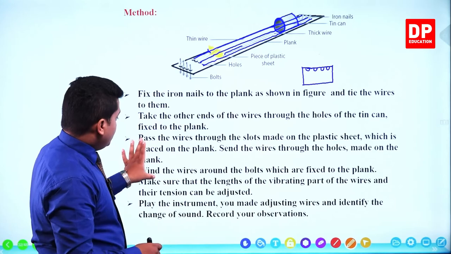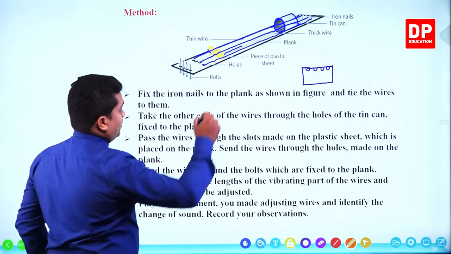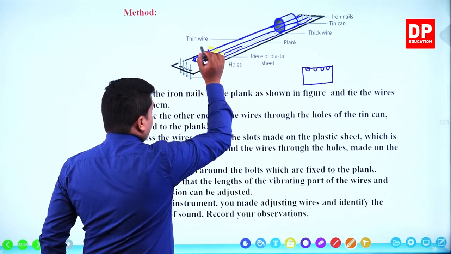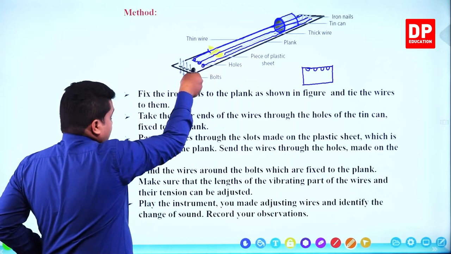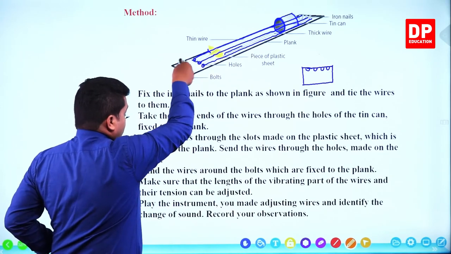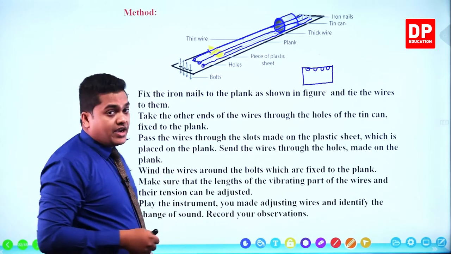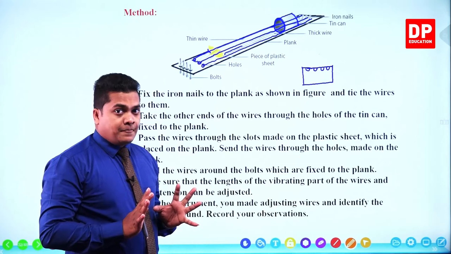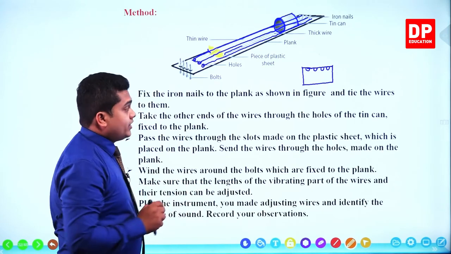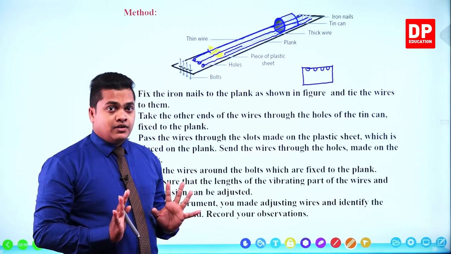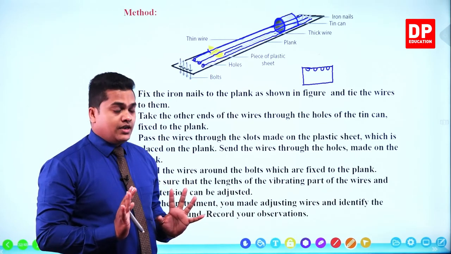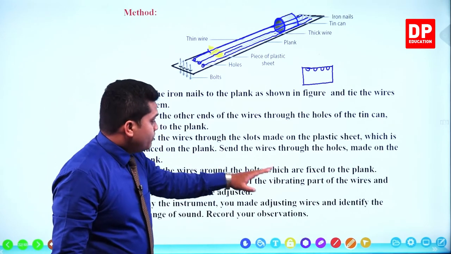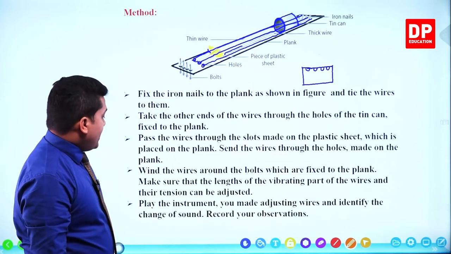Right. Now, in the next step, we have to take these wires through the slots made on the wooden sheet, get them like this and tie on the bolts. You have to tie it on the bolts very tightly, right? When you are doing this, you definitely need to get the help of your elders. Okay, so wind the wires around the bolts which are fixed to the plank.